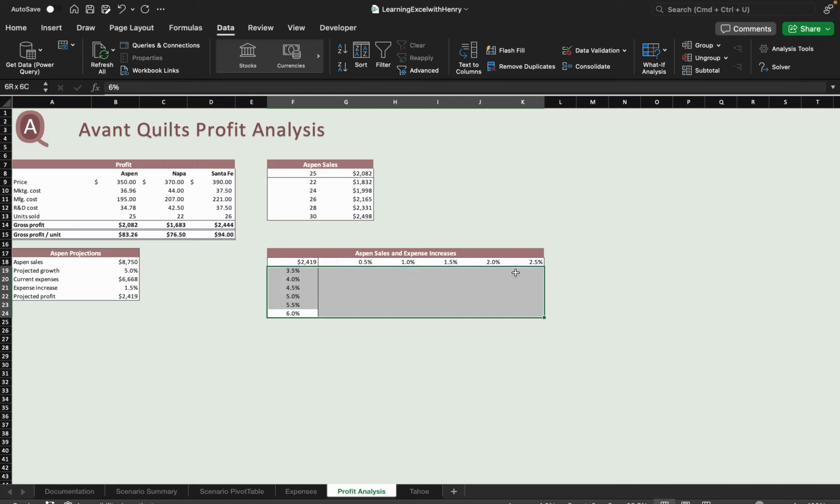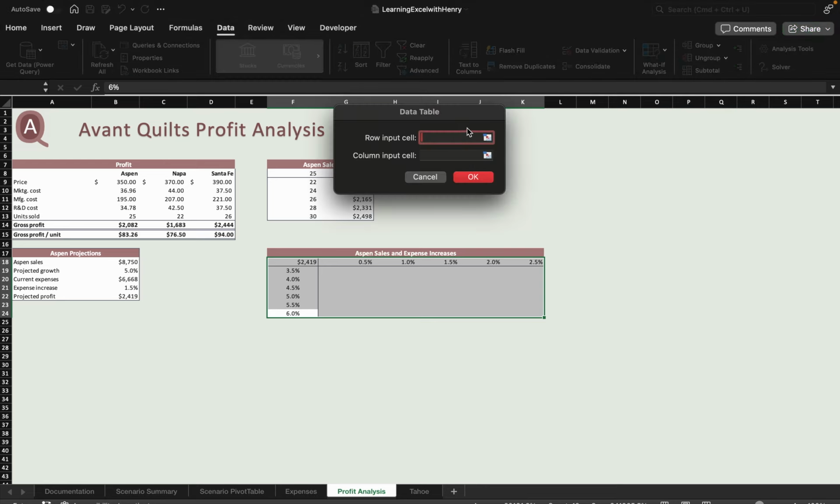We're going to highlight all this, and we're going to go to Data, then What-If Analysis, Data Table. For this, for the row input cell, we're going to put B21, which is right here. This is the expense increase, because that's what Jessica projects, that the associated expenses will rise by 1.5%. So we're going to put that in there.